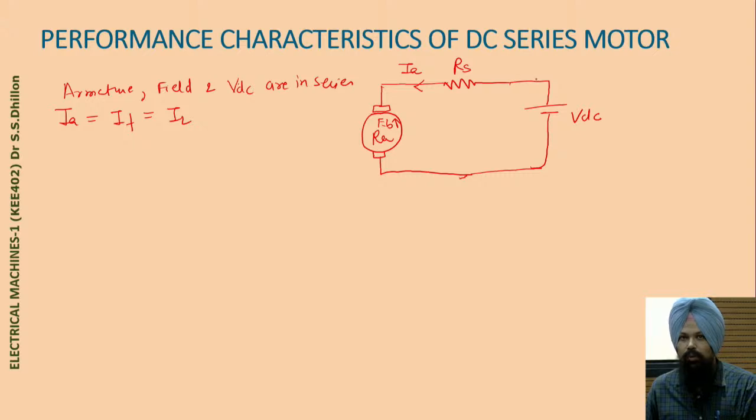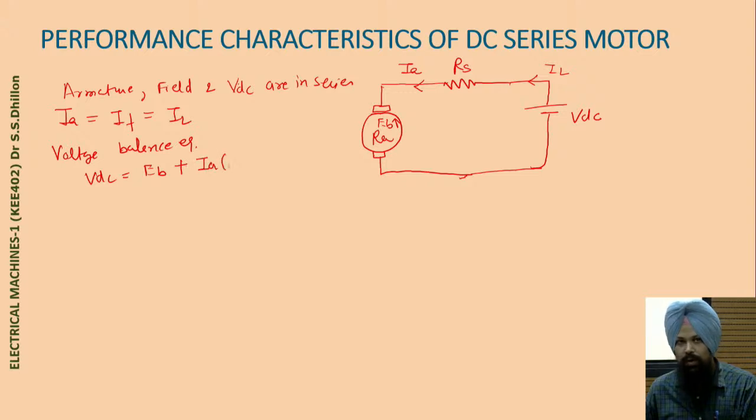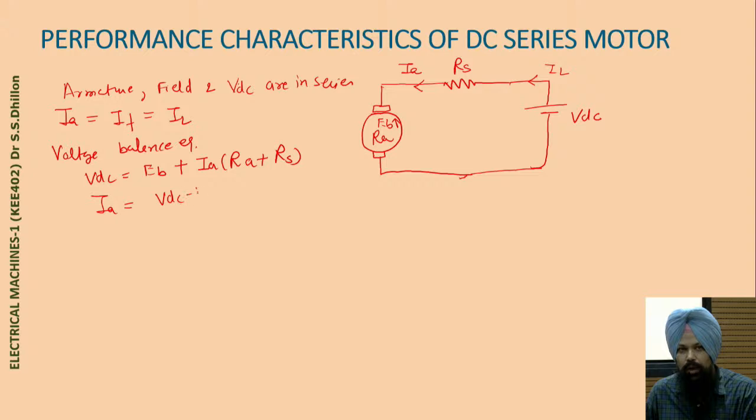Now you can represent this from VDC. Suppose this is your load current, and the voltage balance equation for this motor can be represented by VDC equals EB plus IA, or IL, or IF, into RA, the armature resistance, plus the series resistance RS. In this way we have the armature current IA equals VDC minus EB divided by RA plus RS.